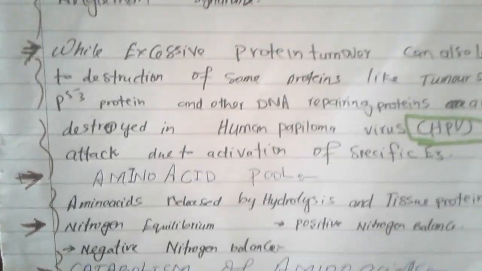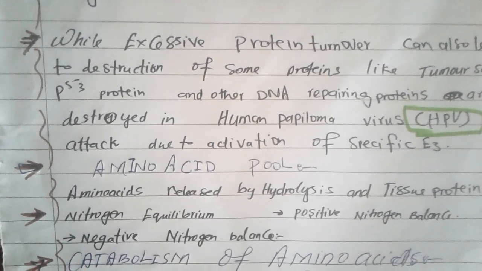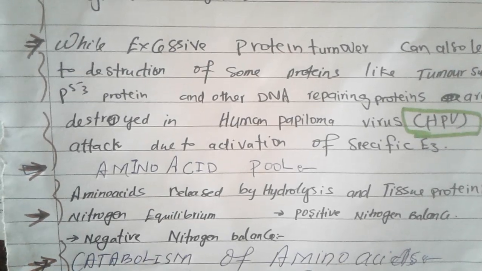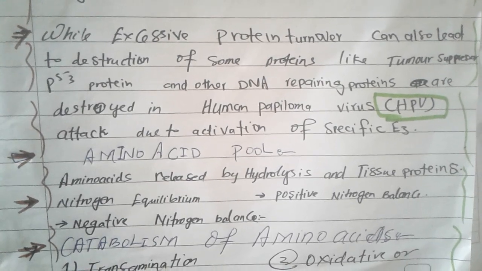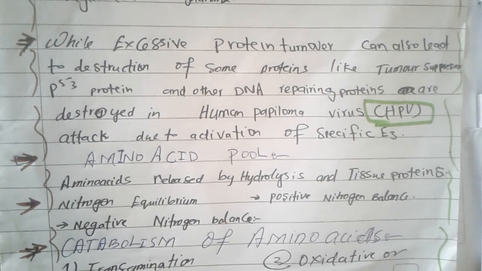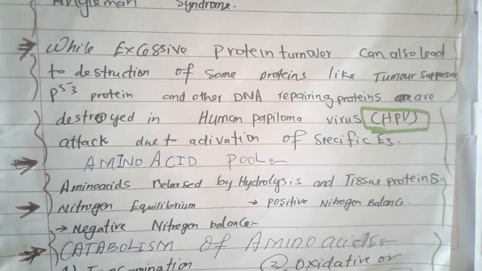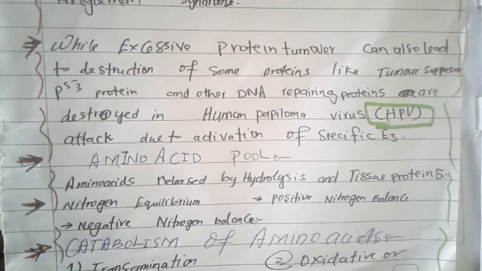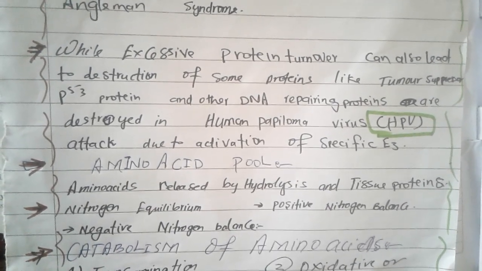Now, what is the amino acid pool? The amino acid pool is the amino acids released by hydrolysis of tissue proteins. What is nitrogen equilibrium? Nitrogen equilibrium means that the amount of nitrogen excreted equals the amount of nitrogen taken in by the body in the form of protein, etc.